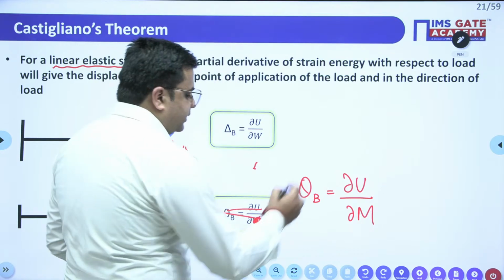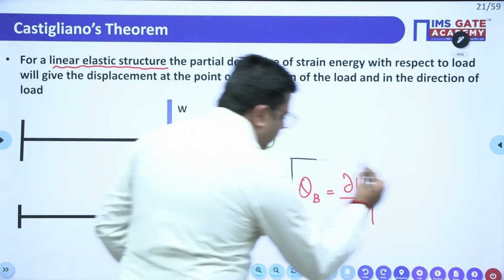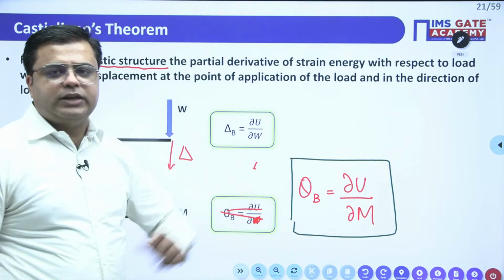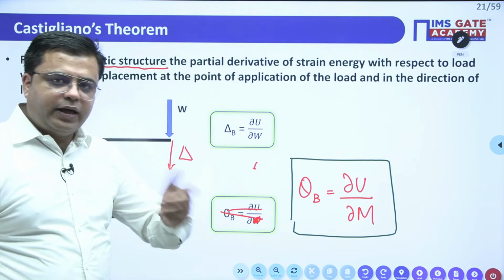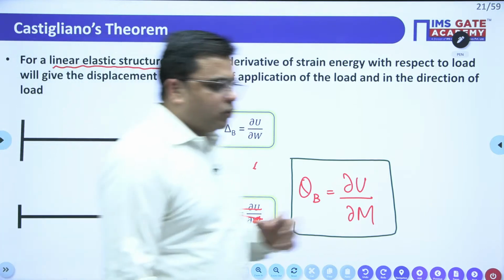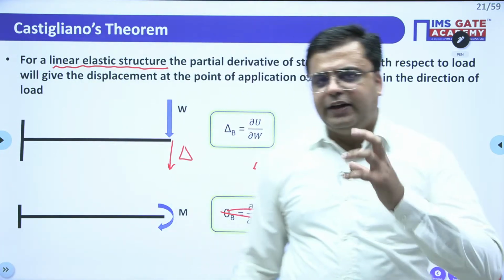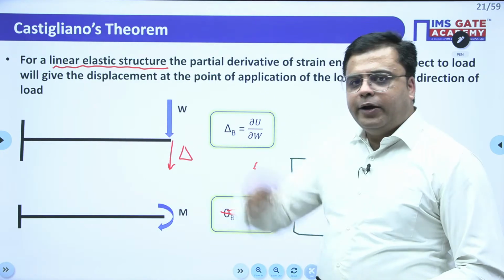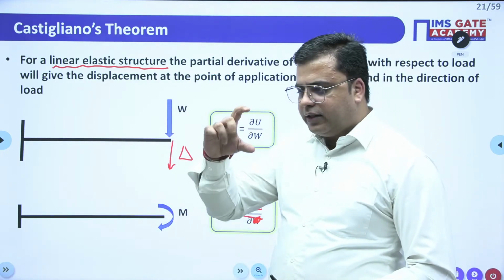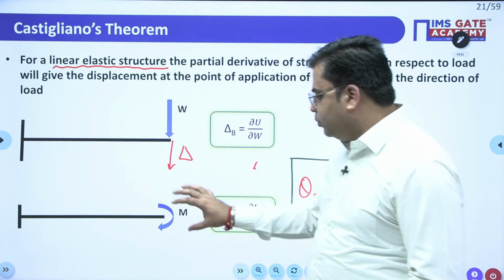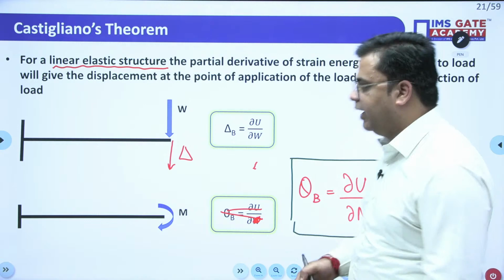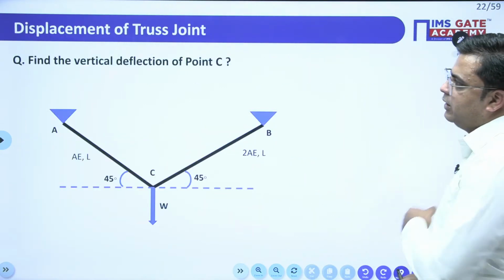If you just partially differentiate the strain energy with respect to the moment, you are going to get the rotational deformation at that particular point where your moment is applied, right? So Castigliano's theorem gives us the deformation either due to a point load or due to any moment. Due to a point load, we get this delta. Due to this moment M, we get the value of rotational deformation, that is theta. Okay, so moving on with this.